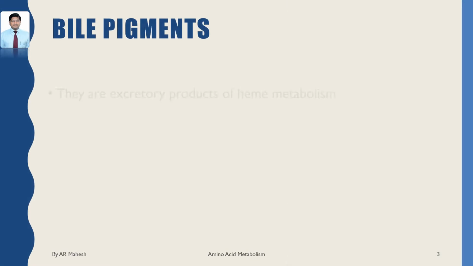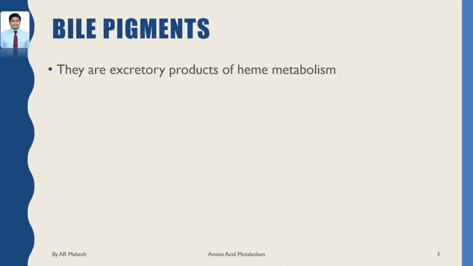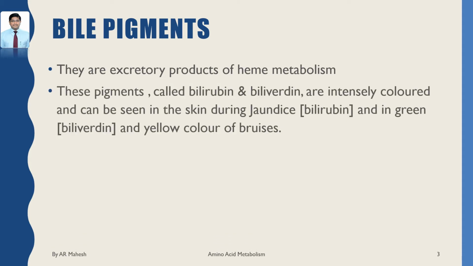Bile pigments. They are the excretory products of heme metabolism. Heme is found in blood, and these pigments called bilirubin and biliverdin are intensely colored. Bilirubin can be seen in the skin during jaundice, and biliverdin, which is green in color, can be seen during bruises.